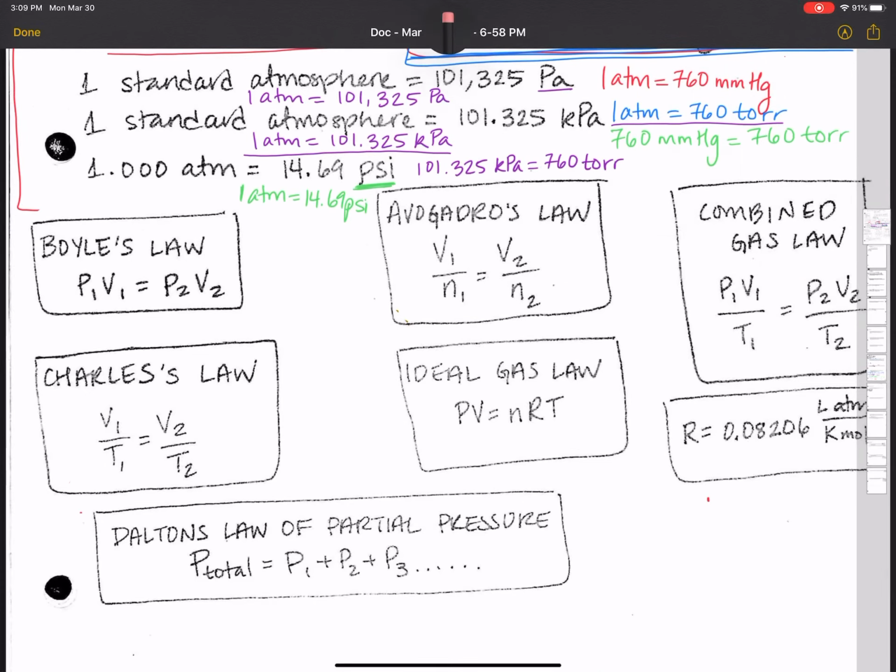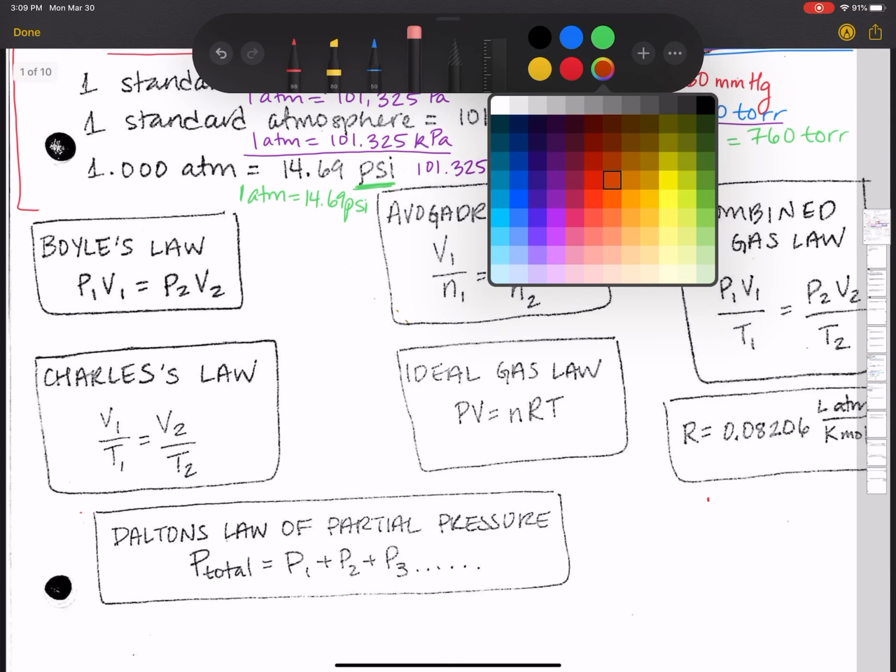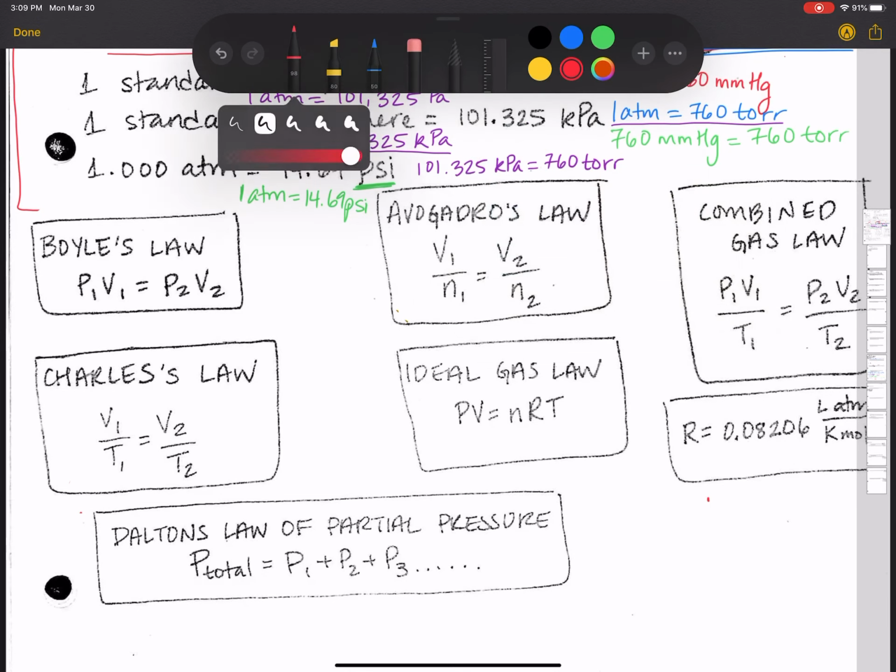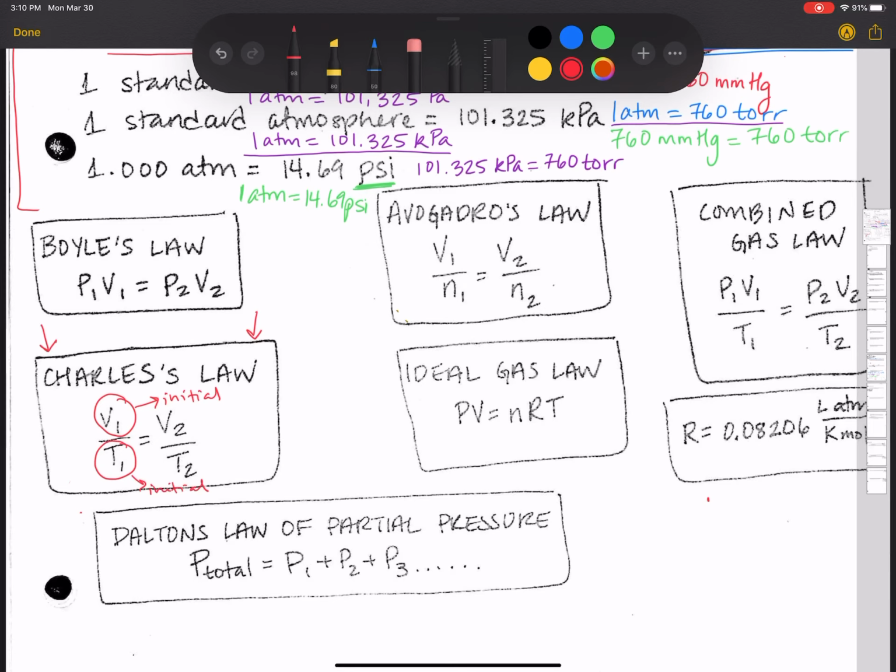Charles' Law looks at the relationship between volume and temperature. Charles' Law can be found right below Boyle's Law on your formula sheet. And Charles' Law is initial volume divided by initial temperature. That's going to equal the ratio of your final volume divided by your final temperature.